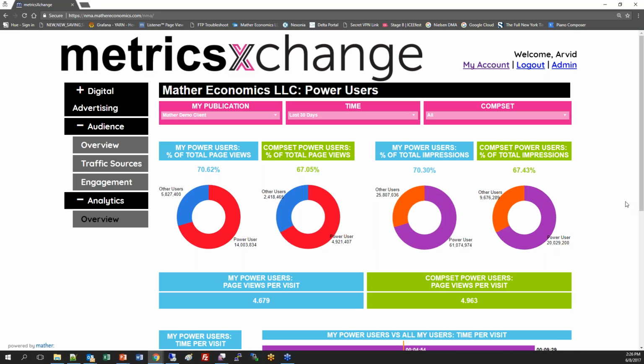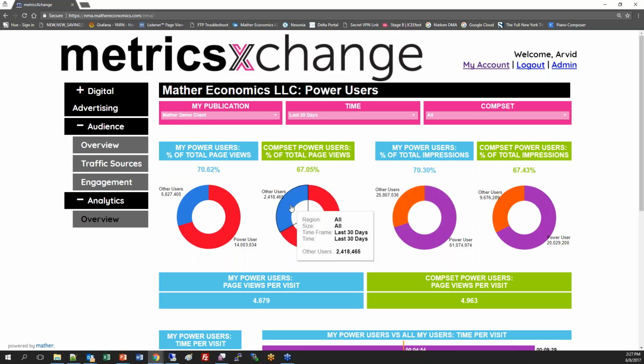As a rule of thumb, or just a quick way to summarize it, the top 20% of your users are typically that core audience. That's about what we typically see. So here we actually see it's closer to about 30% for my paper. It's about 33%.